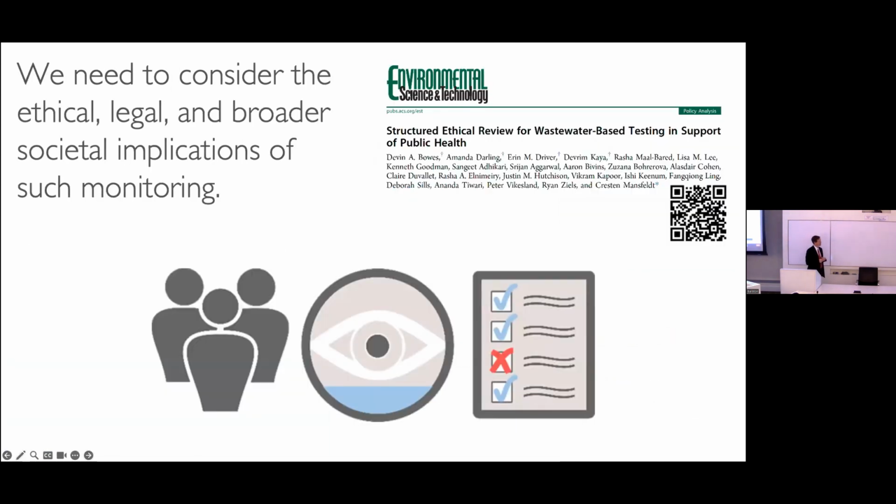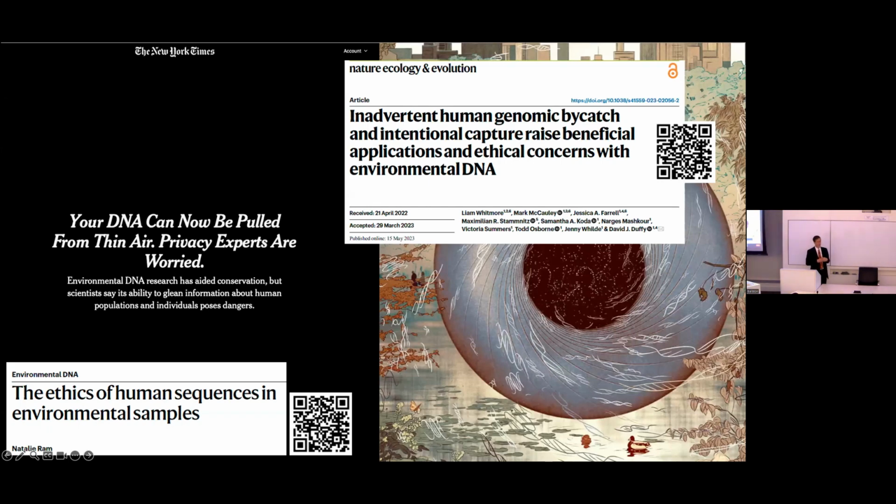A key challenge, though, as we're trying to develop and think about these approaches, is that we really need to think about their ethical, legal, and broader societal implications. Essentially, we'll hear later today about some of the ethical issues associated with wastewater-based monitoring. Further, we also really need to think about a lot of the challenges that we are going to face as we start to deploy sensors and detect things in a variety of these different matrices in terms of privacy.